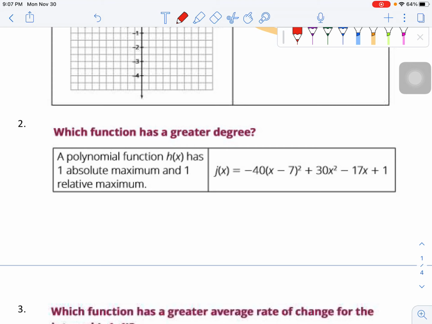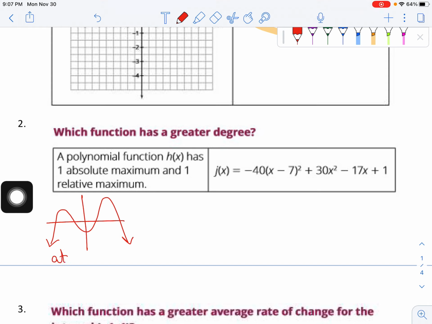Which function has a greater degree? All right, so we have in the first little box here, h of x has 1 absolute maximum and 1 relative maximum. So let me take a look and see. So let's make a relative maximum here and then a absolute maximum there. All right, so this is at least a 4th degree polynomial. All right, so at least 4th degree.